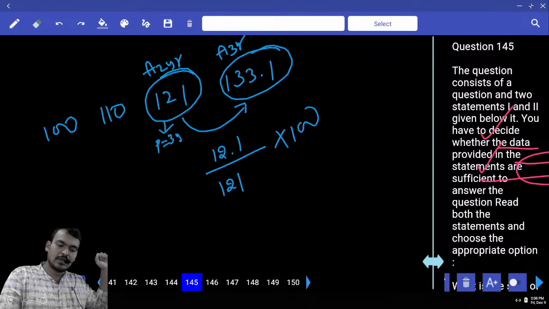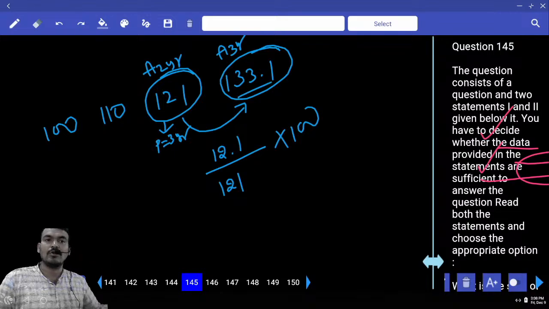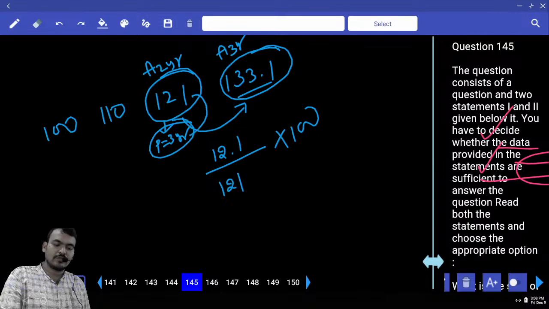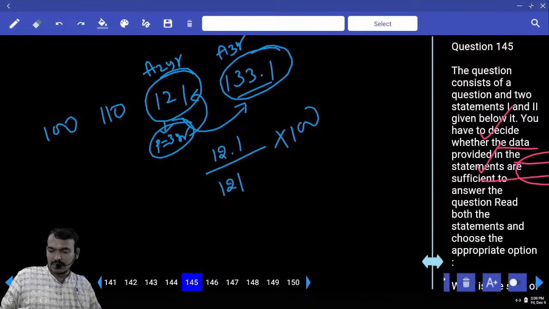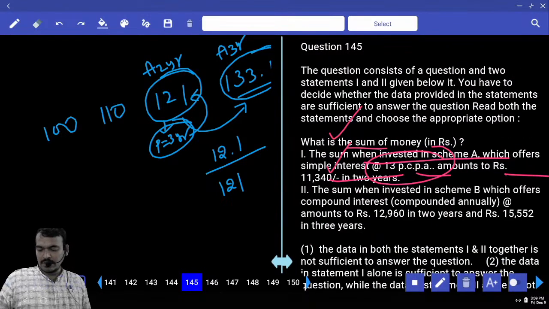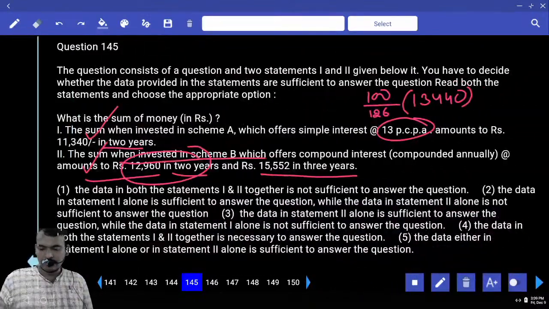We know the third year principal and third year amount. The difference will be the interest value. That interest is calculated on which year's principal? Third year principal. Third year principal means which year's amount? Second year amount. Successive increased concept or decreased concept? Increased concept. Then 2 alone is sufficient or not sufficient? Sufficient. 1 alone is sufficient, 2 alone is also sufficient. Then the answer is either.